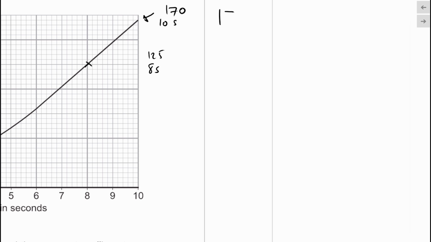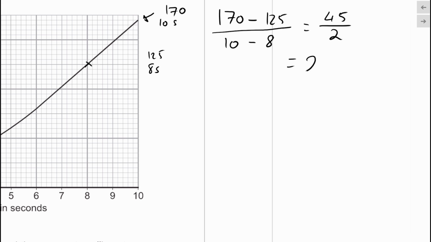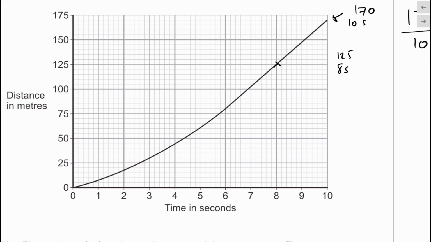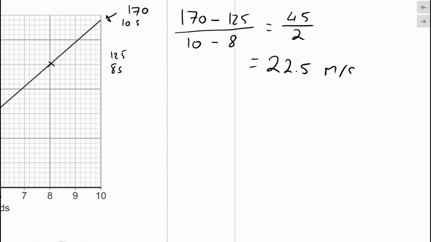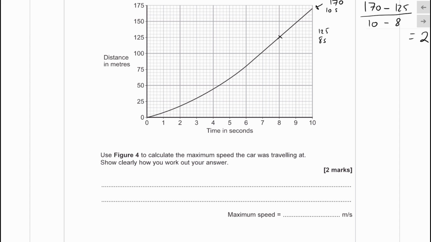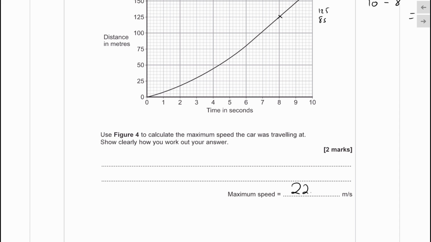And the y-axis is 170 and 125. Okay? So I'm going to do 170 minus 125 divided by 10 minus 8. 170 minus 125 will give me a total of 45. 10 minus 8 will give me 2. And so I've got 45 divided by 2 equals 22.5. And that's 22.5 what? Well, the distance is in meters and the time is in seconds. So it's 22.5 meters per second. And so there we go. I'll come down and say 22.5. And they've given me the units. That's in meters per second.